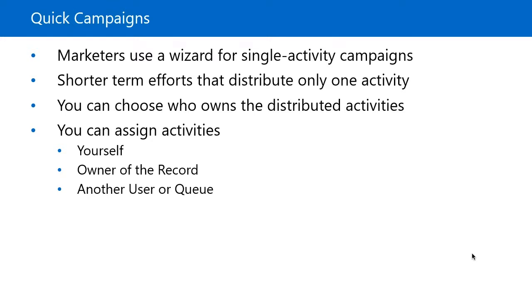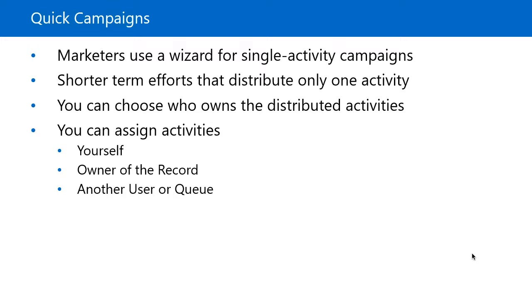Another example is perhaps the quick campaign is not sending emails, but rather it's generating phone call records for the salespeople to make. During that creation process, you can identify who owns those phone calls. You can identify yourself as the owner, or you can look at who's owning the record. In other words, who owns that specific account, contact, or lead. Or you can pick a specific user or simply add them to a queue.